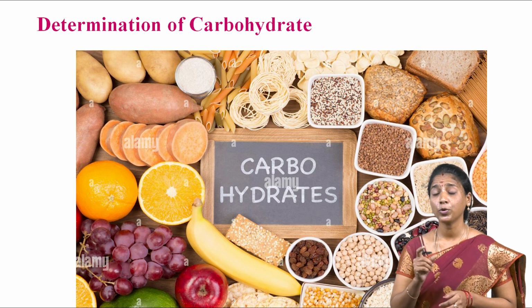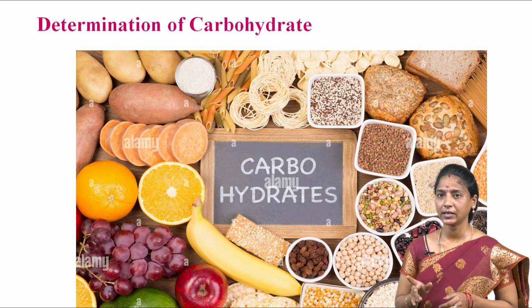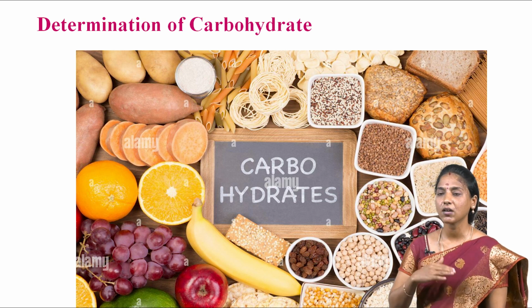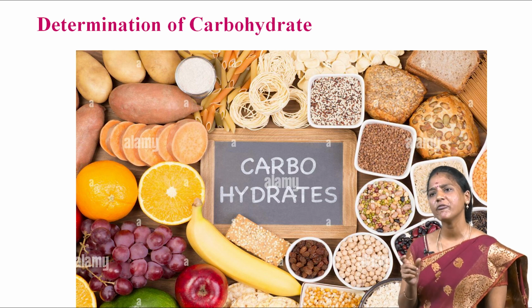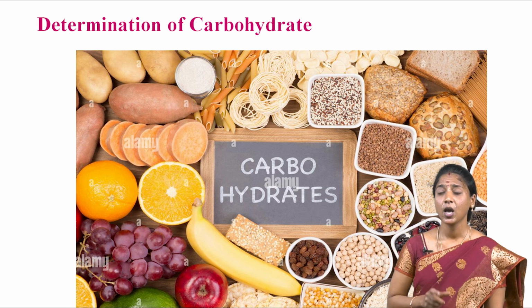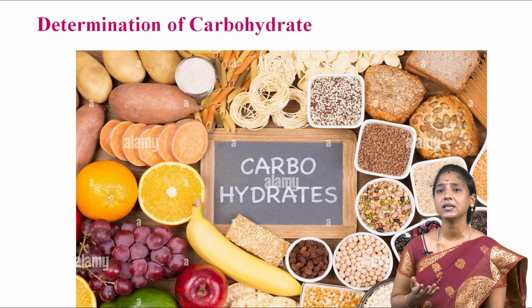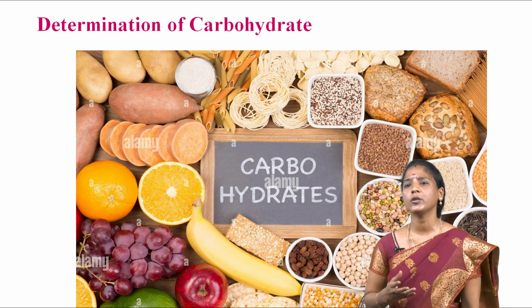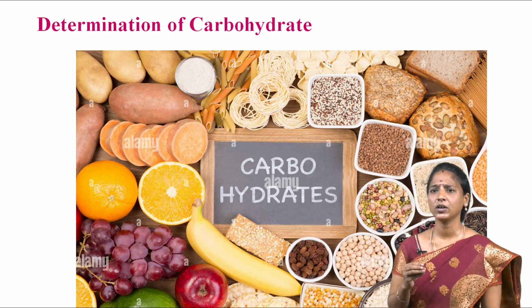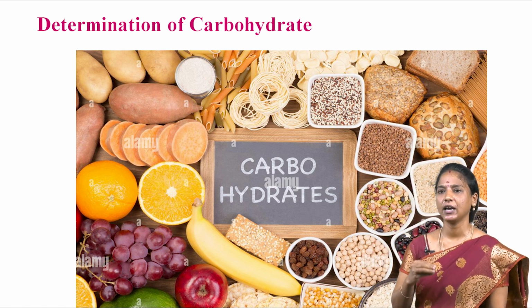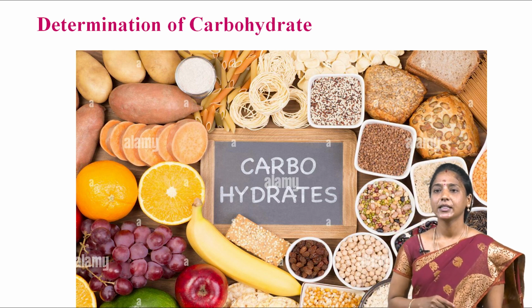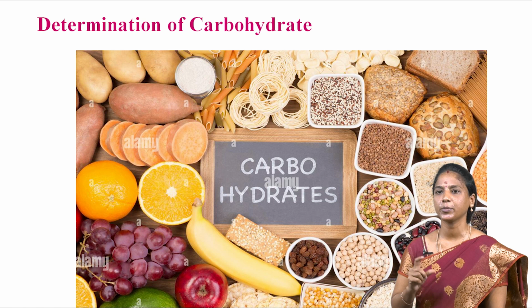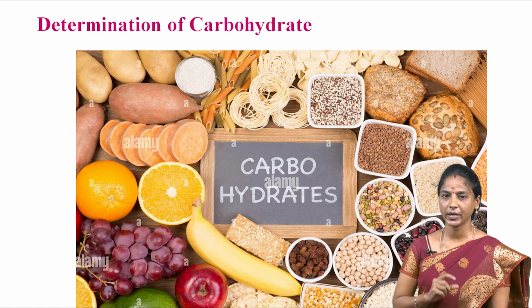Next one, how to determine carbohydrate. There are several methods of carbohydrate analysis, which can be divided into physical methods and chemical methods. Physical methods generally determine some overall features of the sugars in food, such as total carbohydrates. The physical methods include refractometry, polarimetry and hydrometry.